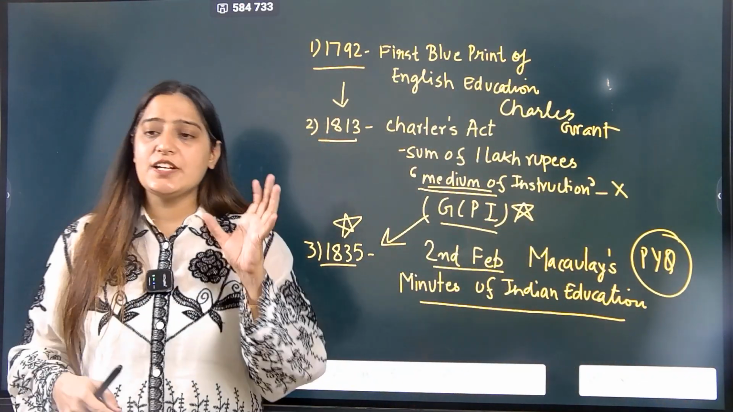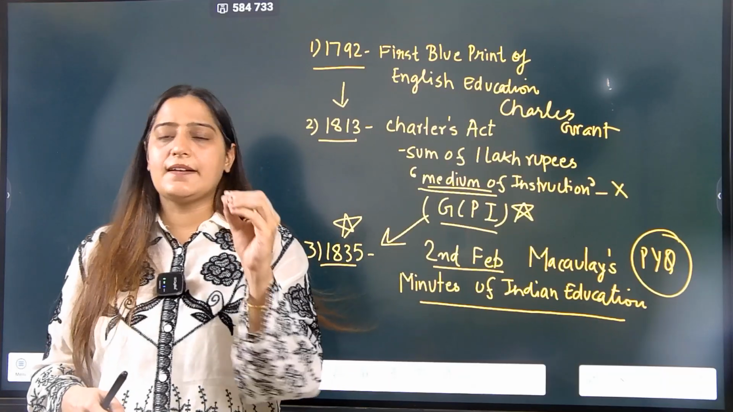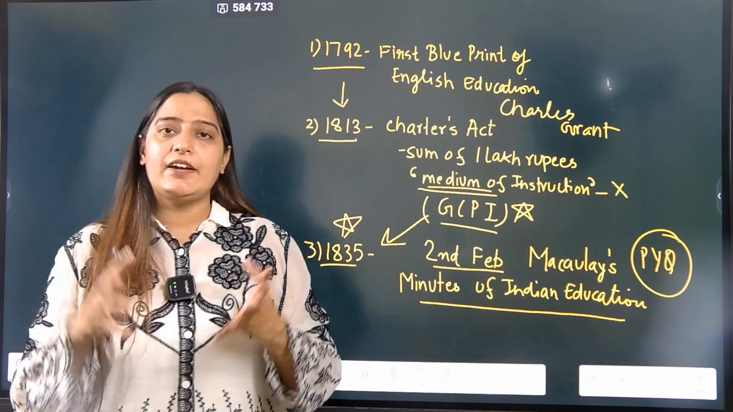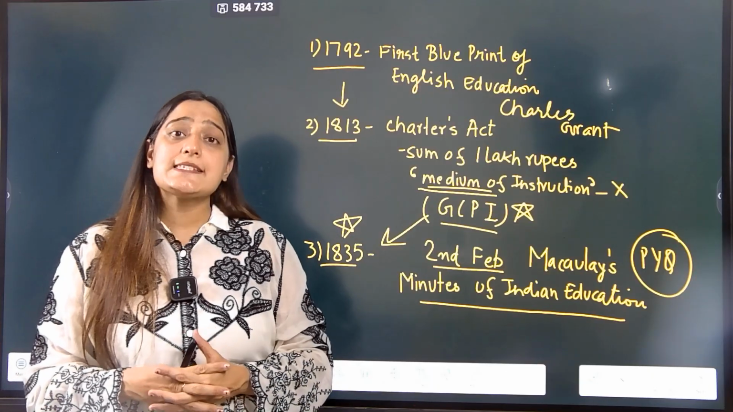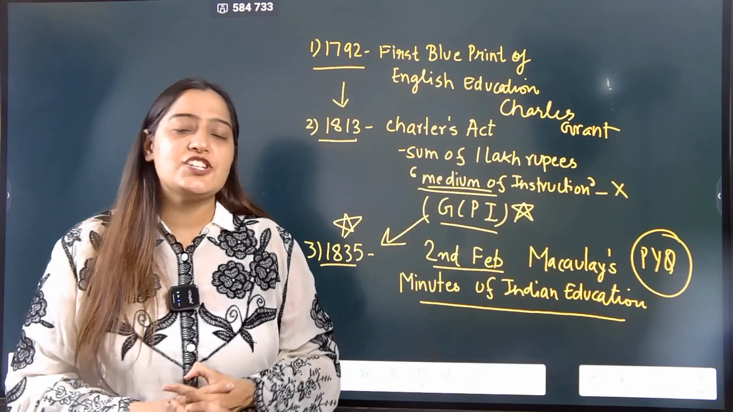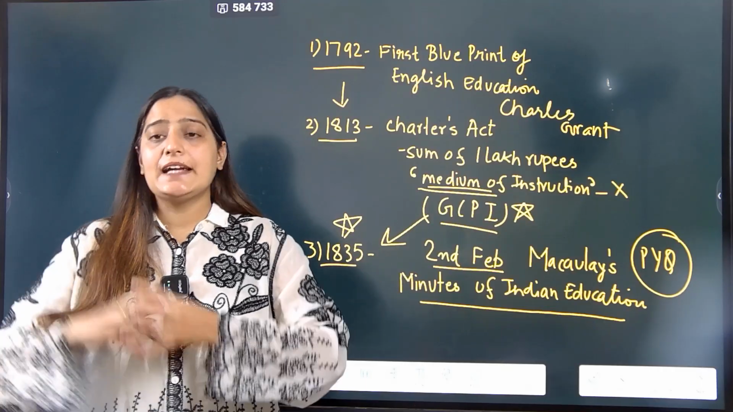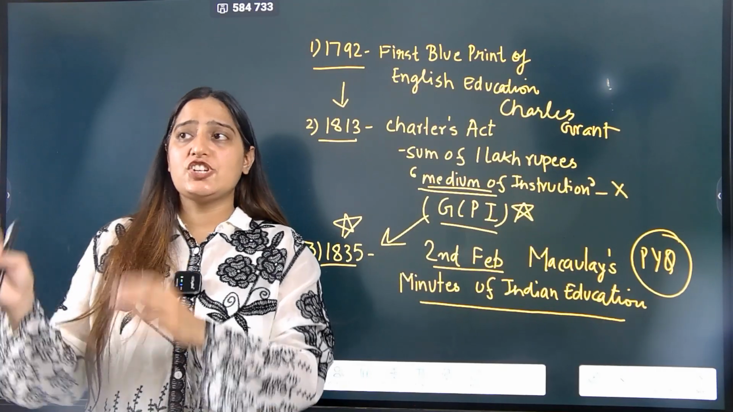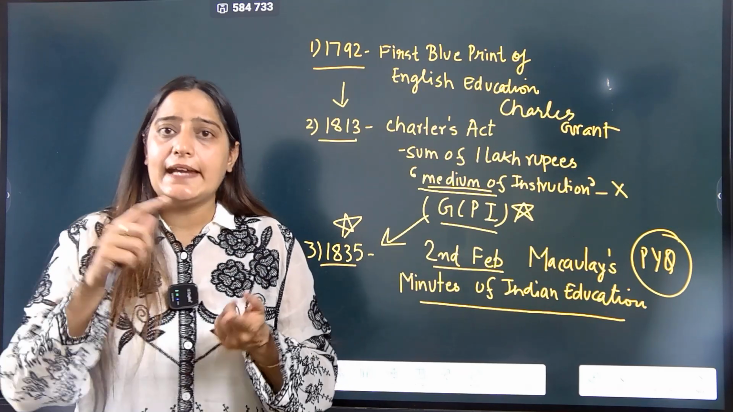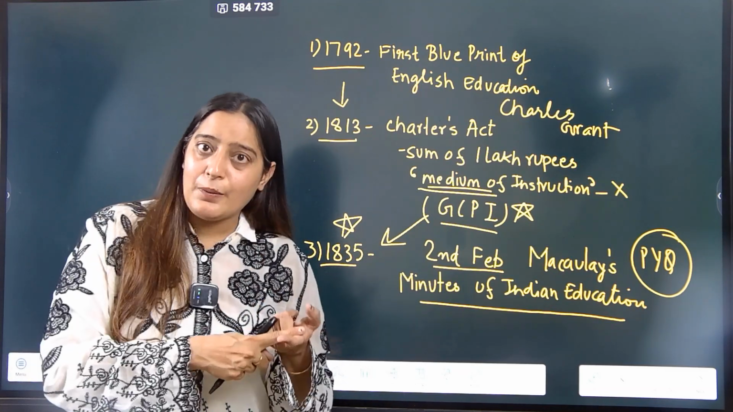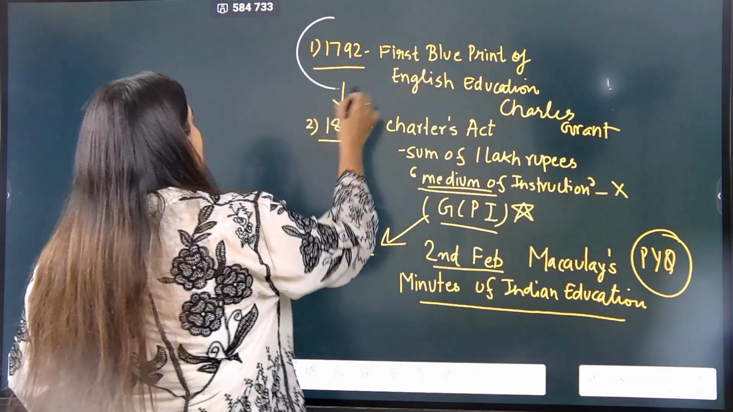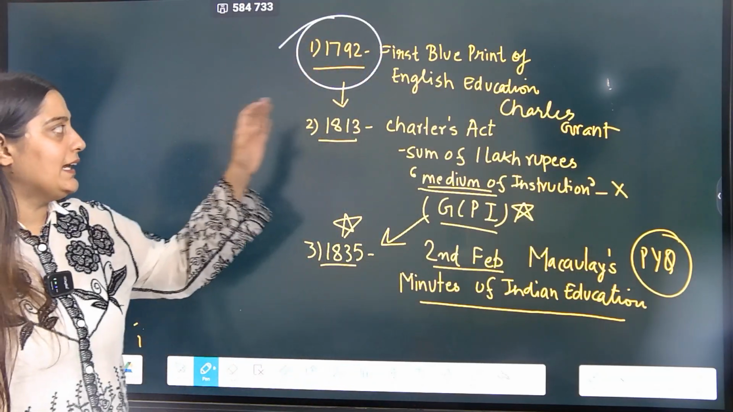The other thing: English in India, let us write the year by year chronology. The story starts with the year 1792, when Charles Grant decides the first blueprint of English education. He decides that Christian missionaries will come from England in order to educate Indian people in the English language. So the first blueprint of English in India was laid down in the year 1792.